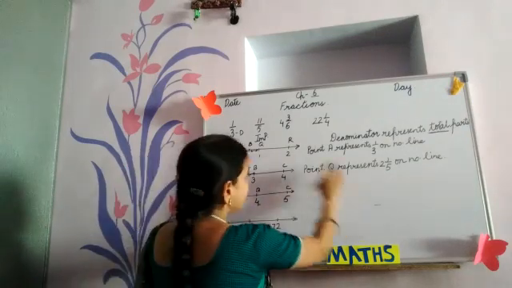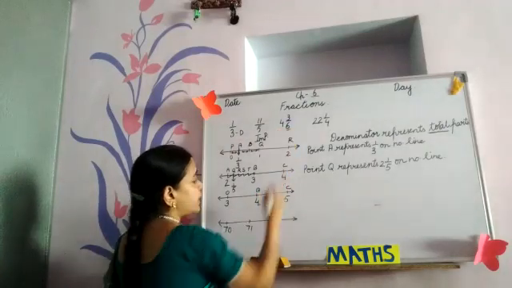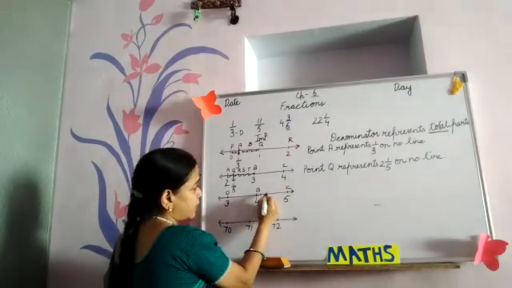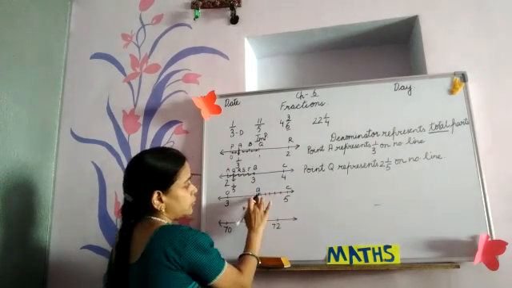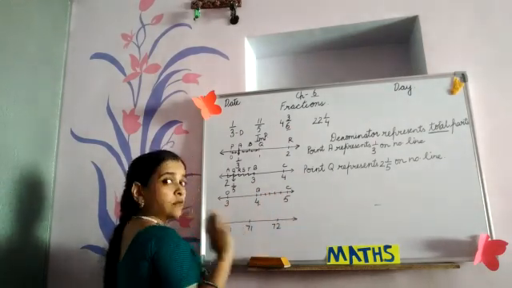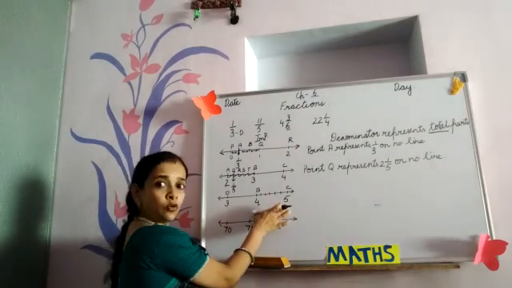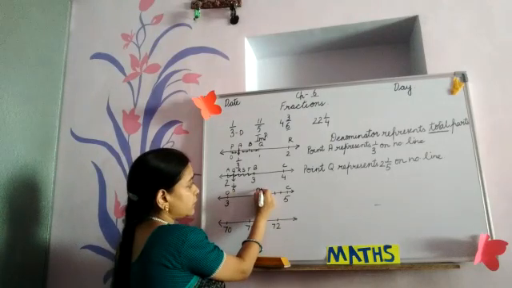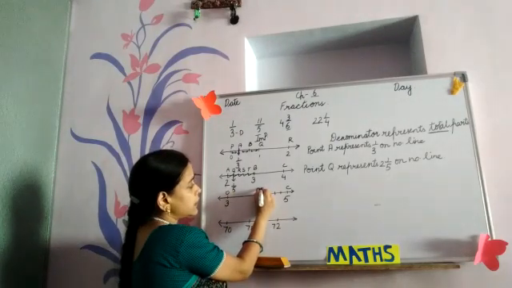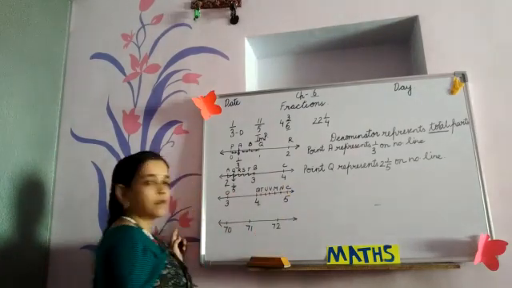Now it can be represented between 4 and 5, and the total number of parts are 6. So I will mark 5 more points. 1, 2, 3, 4, 5. Now all the parts are equal. You should always remember that all the parts between 2 points must be also equal. And I am giving them name like T, U, V, M, N.